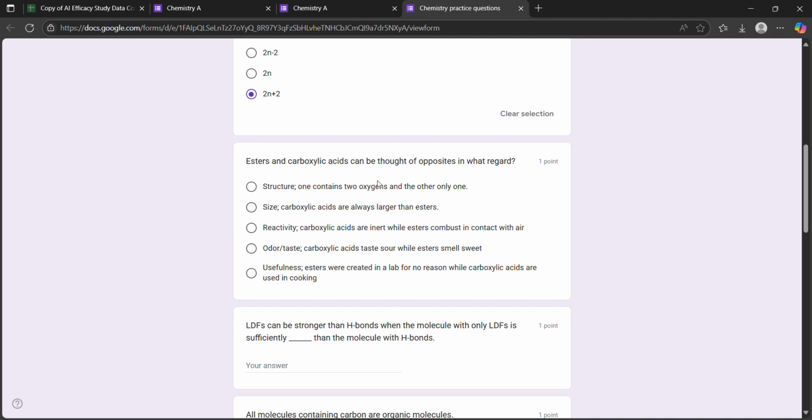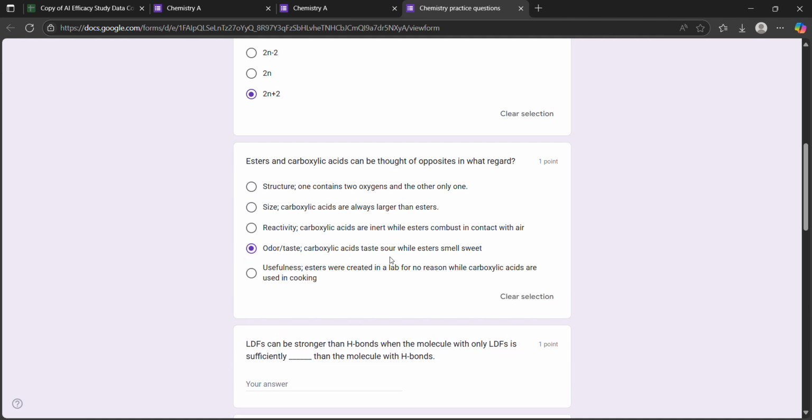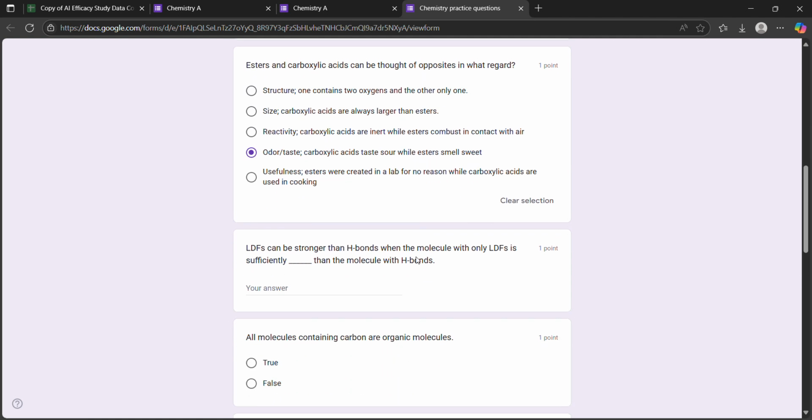Esters and carboxylic acids can be thought of as opposites in what regard? Structures, one contains two oxygens, another only one. Size, carboxylic acids are always larger than esters. Reactivity, carboxylic acids are inert while esters combust in contact with air. Odor test, carboxylic acids smell sour while esters smell sweet. Usefulness, esters were created for no reason. So I think in odor and taste, carboxylic acids are sour while esters smell sweet, as we read.